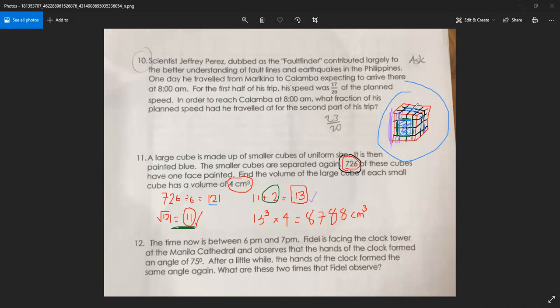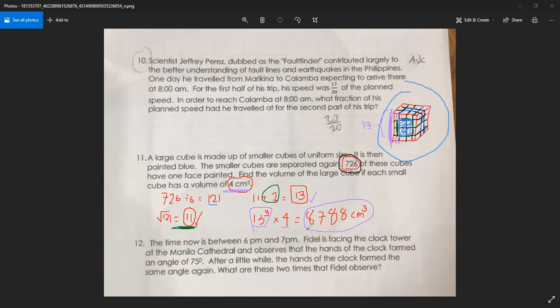13. So 13 now is actually this part. So get the volume of that one, that is 13 cubed, and we need to multiply it by 4 since the volume of each small cube is 4 cm cubed. So 13 cubed times 4 is actually 8,788 cm cubed.